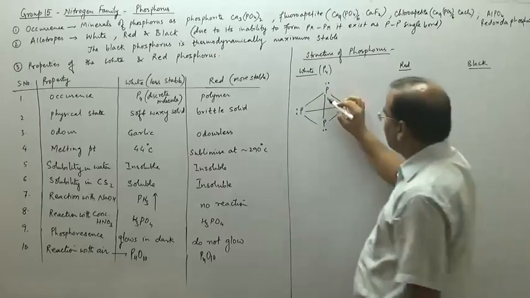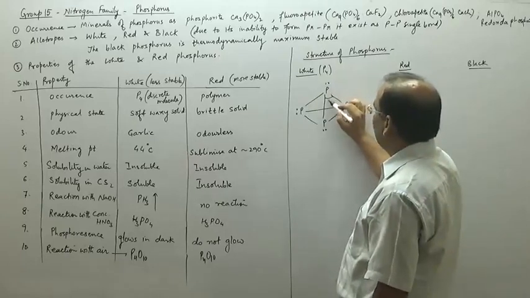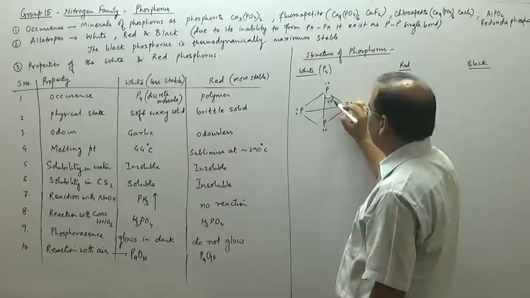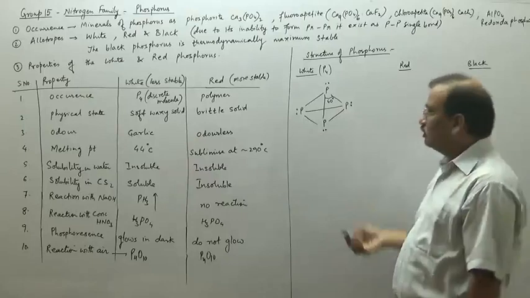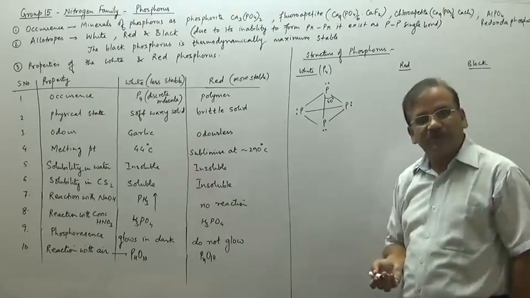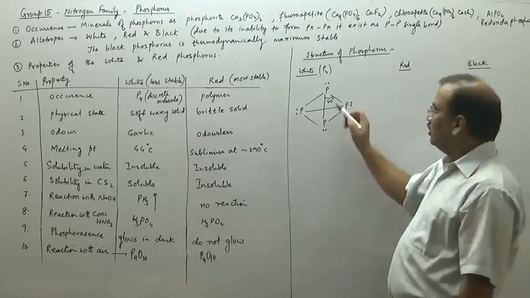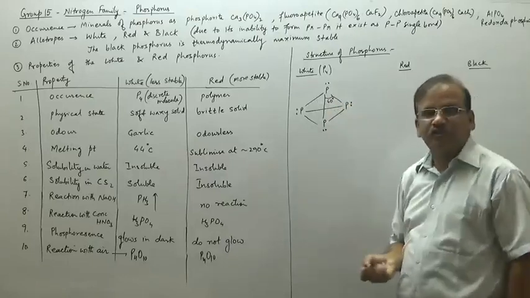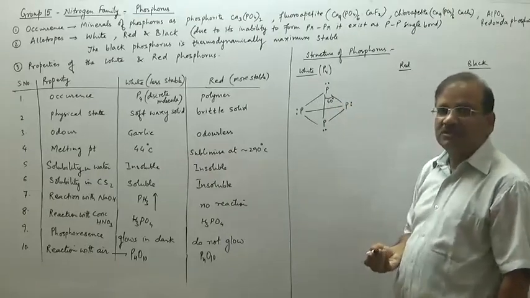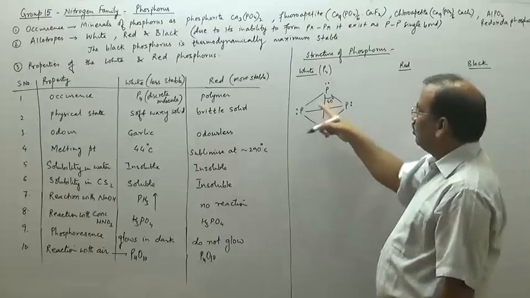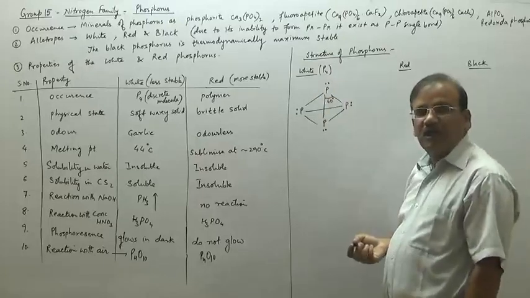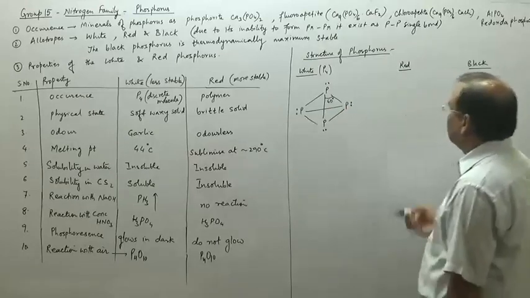But these bond angles present here, all the bond angles are 60 degrees. You can check how many 60 degree bond angles are present. There are 3 bond angles of 60 degrees with one phosphorus, so 12 bond angles of 60 degrees are present in the overall P4 molecule. So we can write it like this.